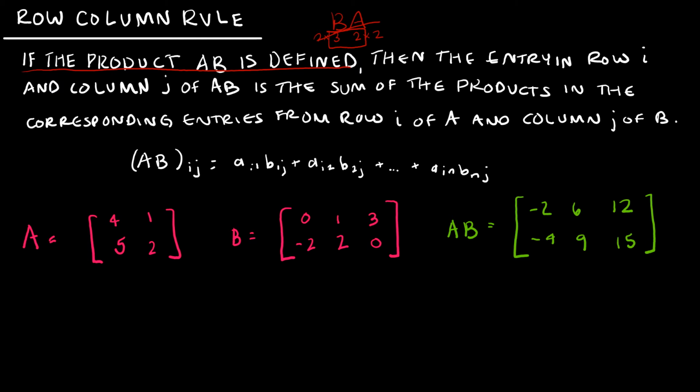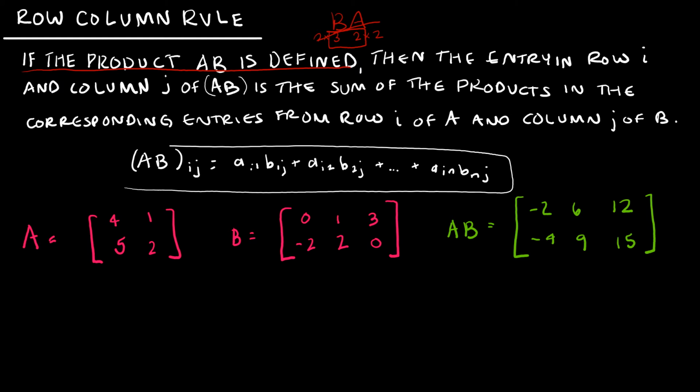It says the entry in row I and column J of AB, and AB is just that product vector, is the sum of the products in the corresponding entries from row I of A and column J of B. And then it goes on to write this, and that's the formal notation. So that's a lot of words, but let's see if we can make that make sense to us.